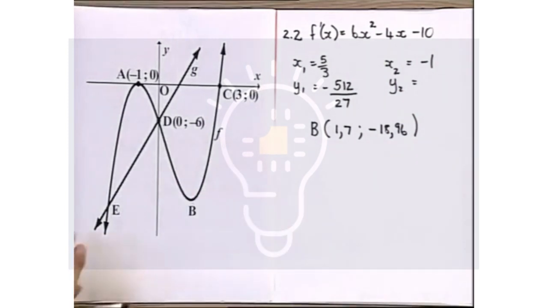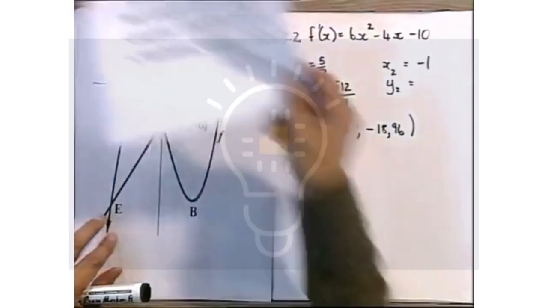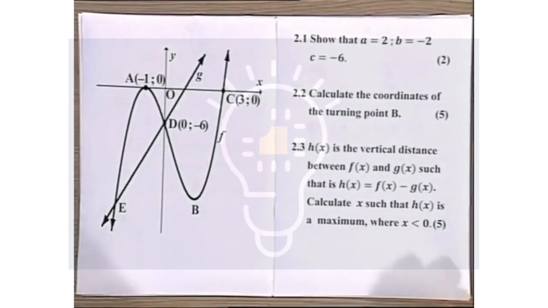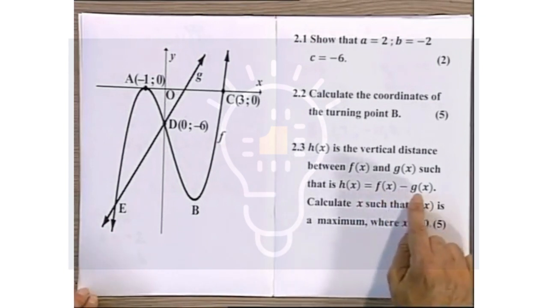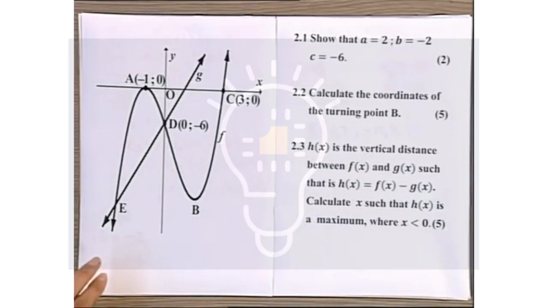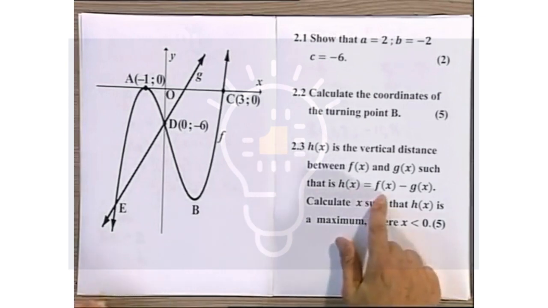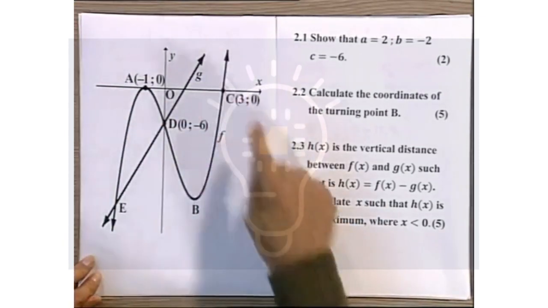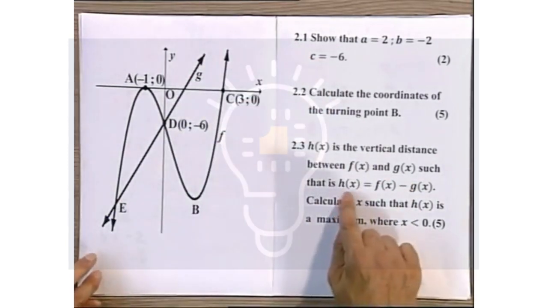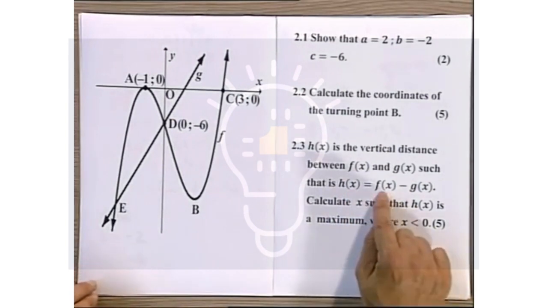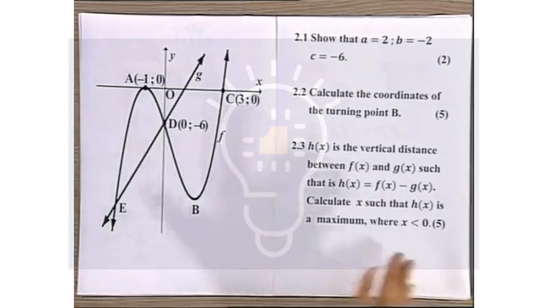And then, let me just see this question. h(x) is the vertical distance between f(x) and g(x) such that h(x) equals f(x) minus g(x). Again, sir, what do you mean by that? What does it mean? f(x) is given, there is f(x). g(x) is given, there we have g(x). Now where they say h(x) is the difference between f(x) minus g(x), the difference between the two.